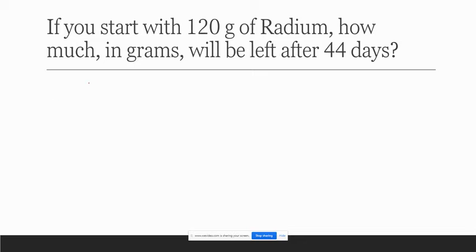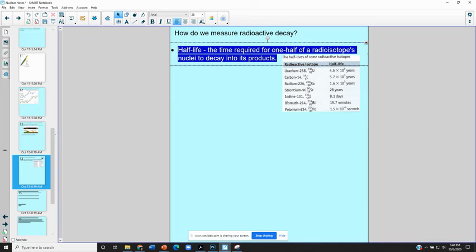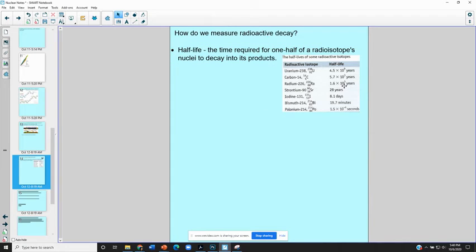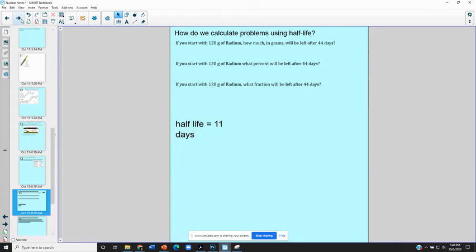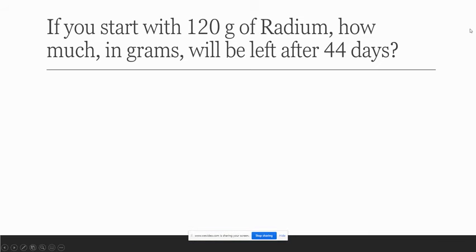All right. So we're starting out with 120 grams of radium, and we want to know how much will be left after 44 days. The kicker is that we need to know what the half-life of this radium is. So give me just 1 second to look that up. So here is where I got that from. Yeah, here it is, radium. So the half-life for this radium sample is 11 days. So we needed that. Okay, so as long as we know that, we can continue with our problem.